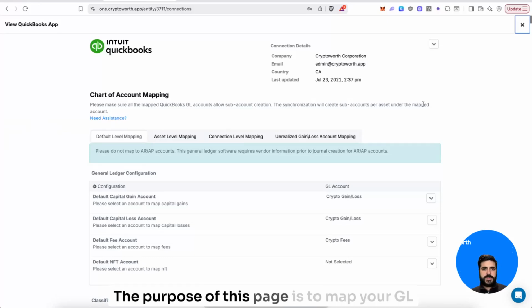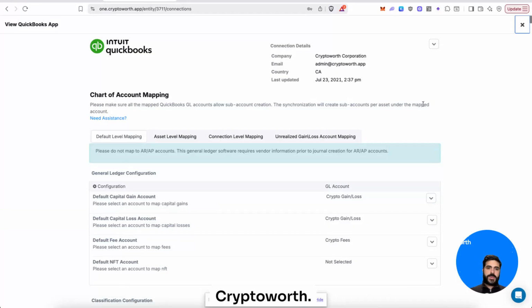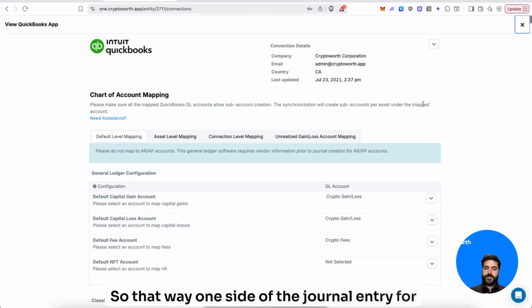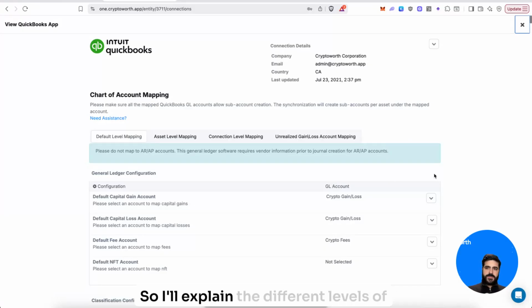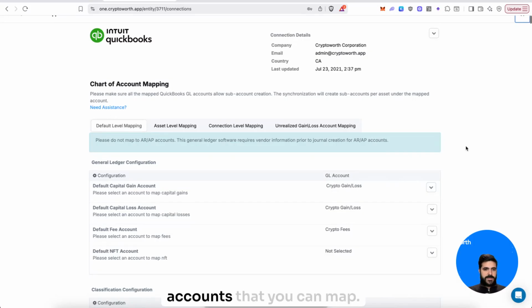The purpose of this page is to map your GL accounts from your general ledger to Cryptoworth. So that way, one side of the journal entry for all your transactions will always map to the default account that you have in this page. So I'll explain the different levels of accounts that you can map.